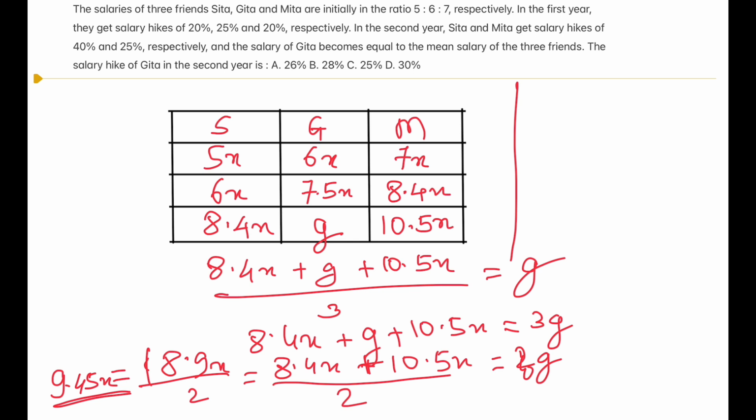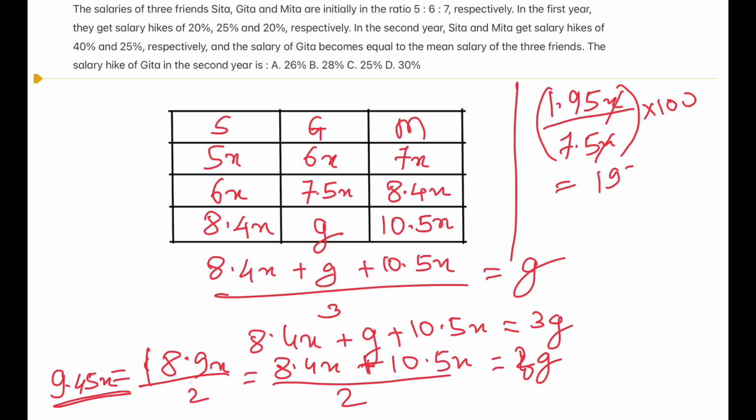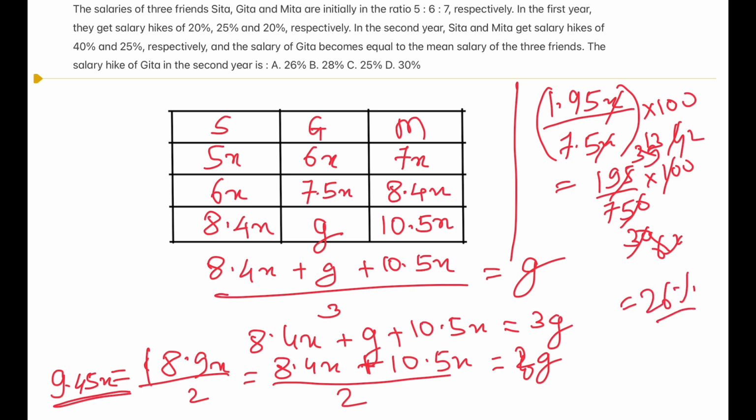Initial was 7.5x. We can find the increase in salary: 9.45 minus 7.5. That will be 1.95, so the increase in salary is 1.95x. Out of 7.5x, multiply this with 100, and that should give us the answer. 195 divided by 750 into 100. Simplifying, 195 over 750 comes down to 13 over 50, and 13 into 2 is 26%.